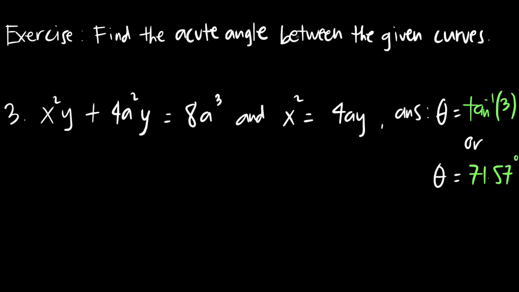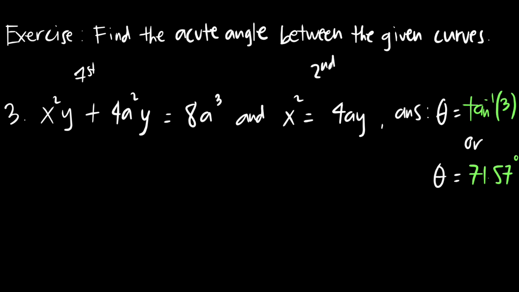So let's proceed to number 3. We are tasked to find the acute angle between the given curves: x squared y plus 4a squared y equals 8a cubed, and x squared equals 4a multiplied by y. This is our first curve, and this is our second curve.